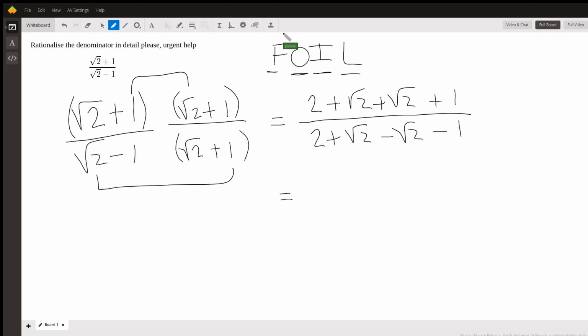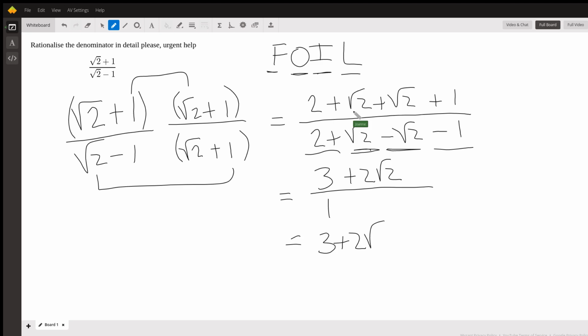So I'm going to simplify and combine like terms in the numerator. I get 2 plus 1 is 3. And then I have square root of 2 plus a square root of 2. That gives me plus 2 square root of 2. In my denominator, I have 2 plus a negative 1. So I have 1. And I have the square root of 2 minus the square root of 2. Well, that's equal to 0. That helps me to get rid of my radical from my denominator. And I am left with 3 plus 2 square root of 2.